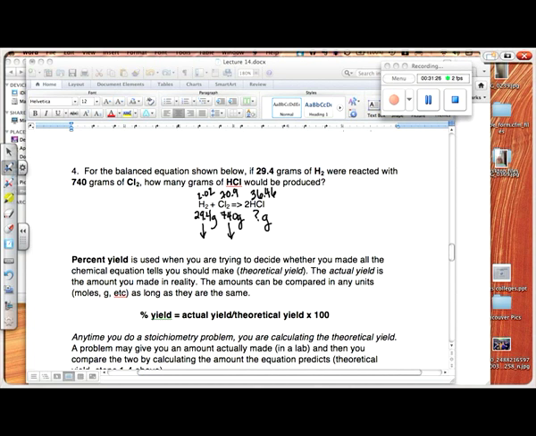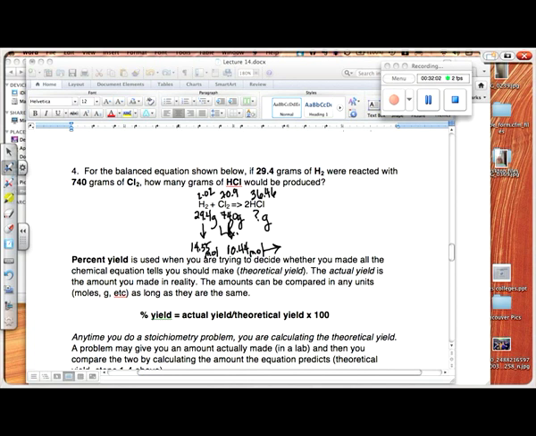And I get 14.55 moles. Okay, 740 divided by 70.9, and I get 10.44 moles of the chlorine. Really looked like it was going to be the hydrogen, didn't it? But it's not. The limiting reactant is the chlorine. Okay, so I'm going to use it. This is the limiting reactant. I'm going to use it to figure out my HCl.